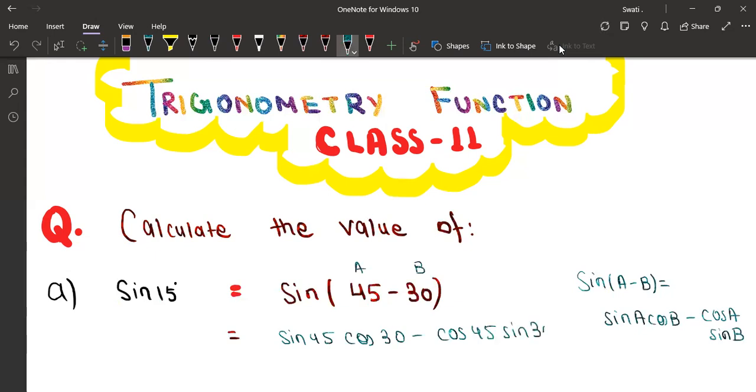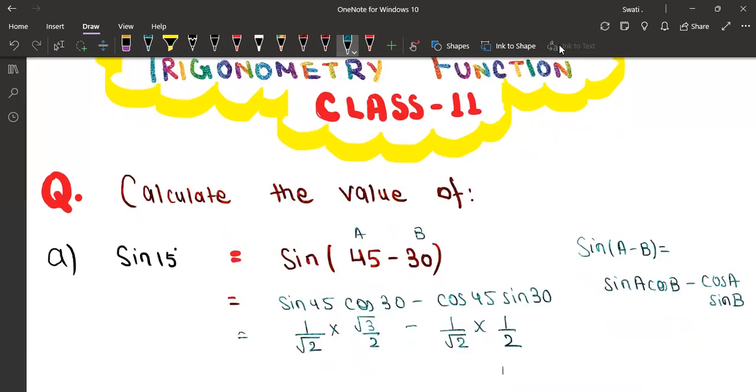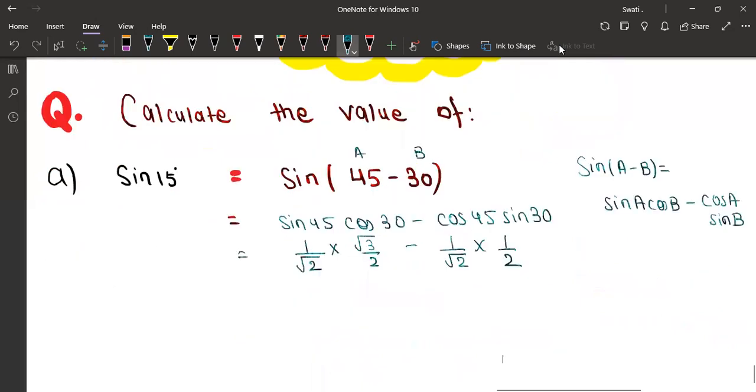Okay, using the formula. Now the value of sine 45, if you know already, it's very good. But if you don't know, you can just have a look at the formula sheet to see what is the value of sine 45. It is fixed. It is 1 upon root 2. The value of cos 30 is root 3 over 2, minus, this is cos 45. The value of cos 45 is also 1 upon root 2. And the value of sine 30 is 1 by 2. I'm not writing these values on the other side because these are directly given values, so I'm directly going to use them.